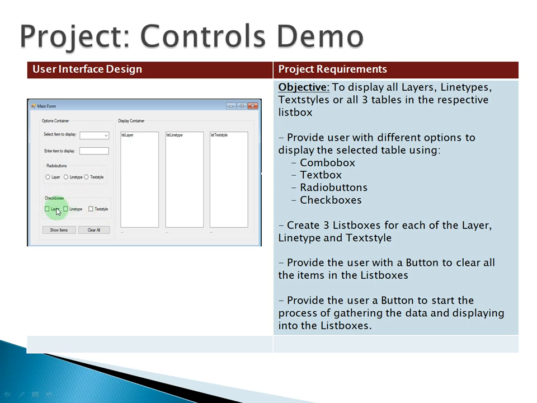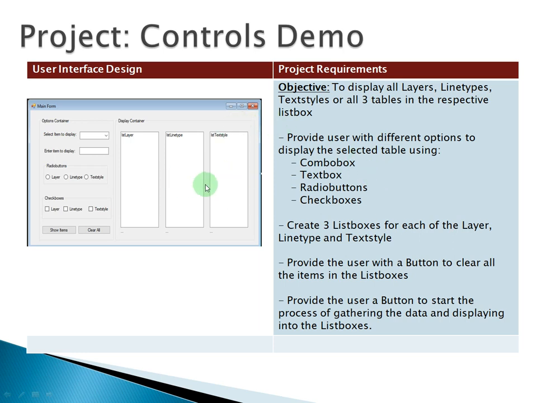the opportunity to select either one, two, or all of these items here, and then depends on the selected items, all of these or some of these will be populated. And finally, we will provide the user with the button to basically start the process of gathering the data from either of these selected items and then displaying into the list boxes. And also we have here the clear all button, where we will let the user clear all the items in this list box.